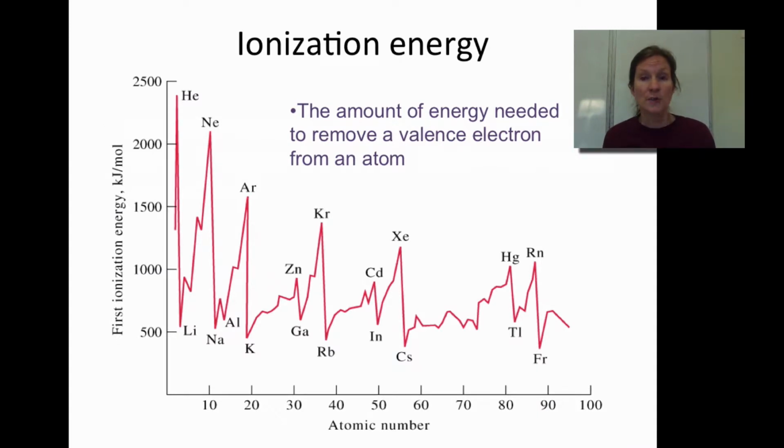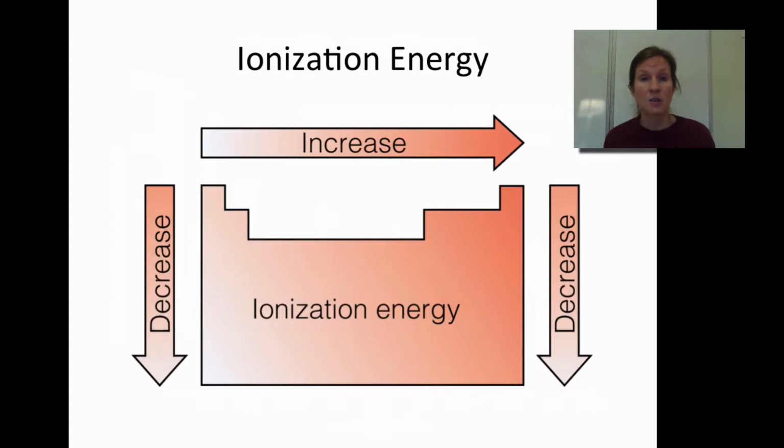If you look at the graph, you'll notice that the trend in general, going across a table, so like from lithium to neon and from sodium to argon, goes up. So across the table, ionization energy increases, and then going down a group, so like from helium to neon to argon to krypton to xenon, and etc., you notice ionization energy decreases. So across a period, increase, down a group, decrease.